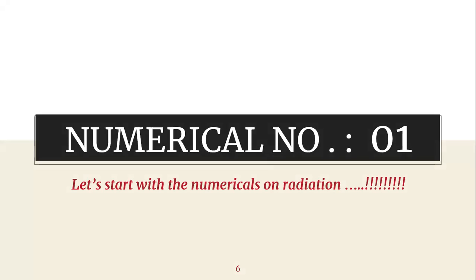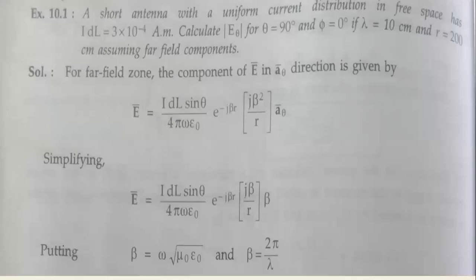Start with numerical number 1. Note the numerical. Number 1: a short antenna with a uniform current distribution in free space has IdL equal to 3 into 10 raised to the power minus 4 ampere meter.